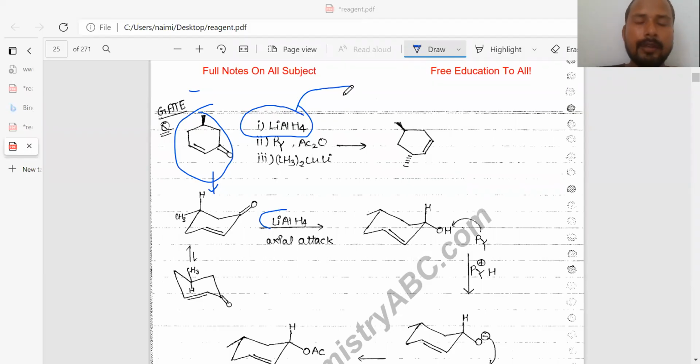So welcome to all of you, and today we are going to discuss lecture 4. In this we will discuss the application of Gilman reagents, when you add another reagent. In this you can see lithium aluminum hydride is added.